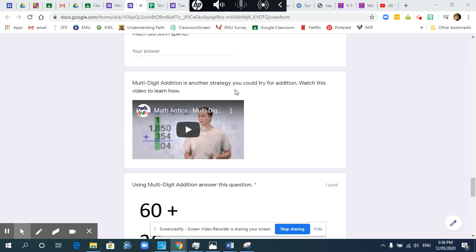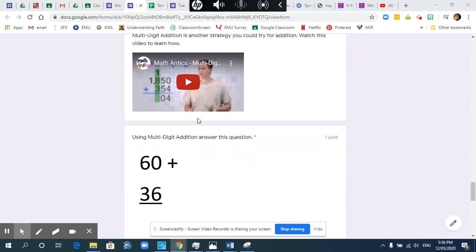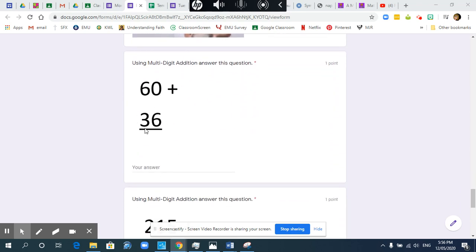Multi-digit addition is another way that you can try for addition. Watch this video and learn how. Again, you might like to use pencil and paper to answer these questions. Using that multi-digit addition, answer this question: 60 plus 36. Now, my plus sign is on the opposite side to what it is on the video, and often in Australia, we put the plus sign on the right-hand side. But it doesn't matter if the plus side's on the right or the left, it's still a plus sum.